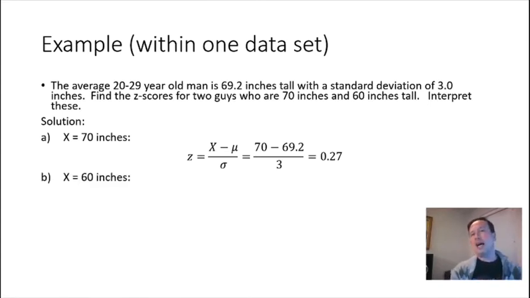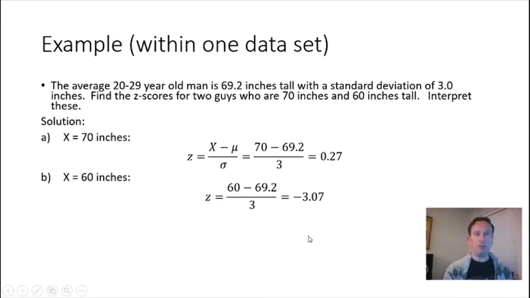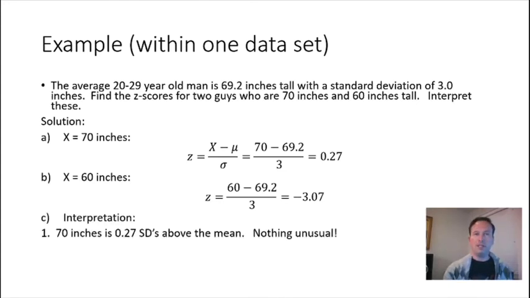How about for a guy who's 60 inches tall? Same idea. Take his score of 60, which is his height, subtract the average, divide by the standard deviation of 3. His z-score is negative 3.07. So he's like on the far left side of that z-scale. Now, how do we interpret these?